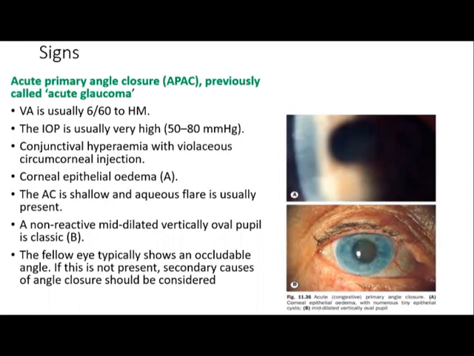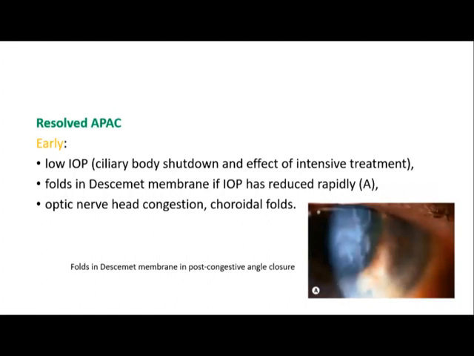Resolved acute primary angle closure in the early stage: low IOP may be due to ciliary body shutdown and the effect of intensive treatment, and there may be folds in Descemet's membrane if IOP has reduced rapidly. Here we can see Descemet membrane folds, and optic nerve head congestion and choroidal folds may be there. This is the picture of folds in Descemet membrane in post-congestive angle closure.